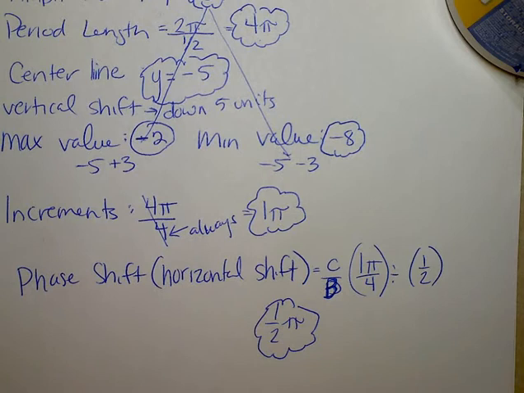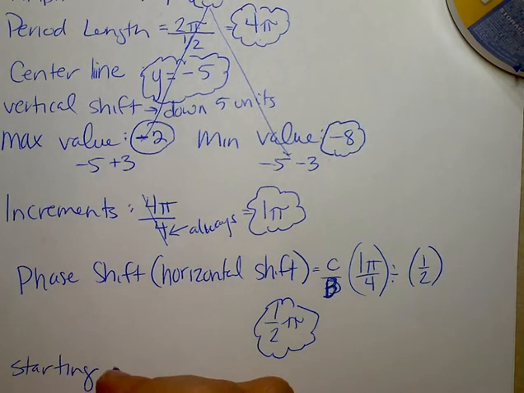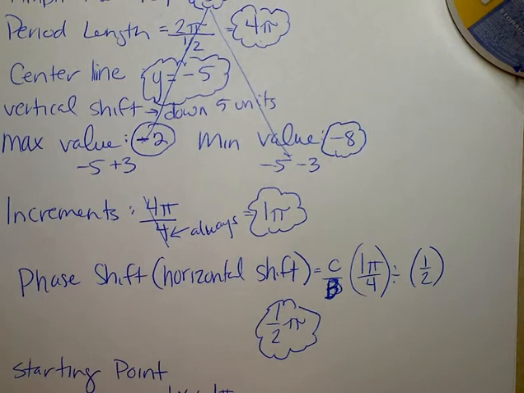Now we need to determine, is that 1/2 pi, am I shifting that to the left, or am I going to shift it to the right? So to do that, we're going to write down starting point, our last thing. Then we are like 85% done with this problem, and we can begin graphing. Starting point. To do that, take whatever was in parentheses. So it was 1/2 x plus 1 pi over 4, and set it equal to 0.